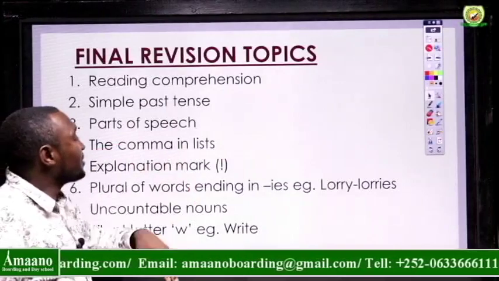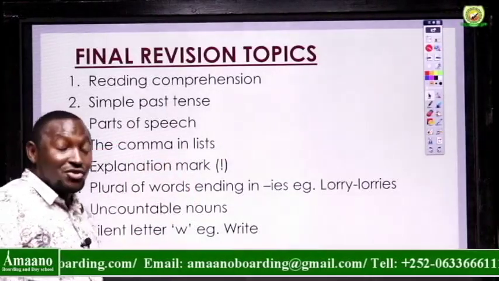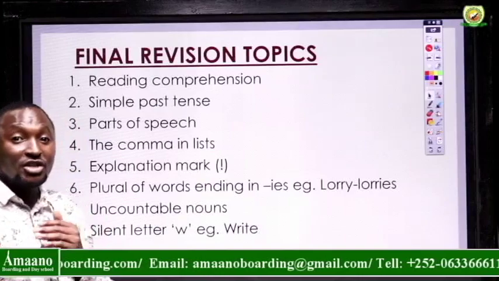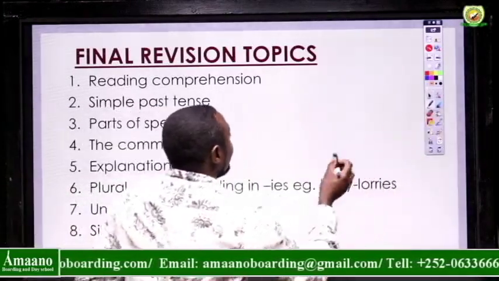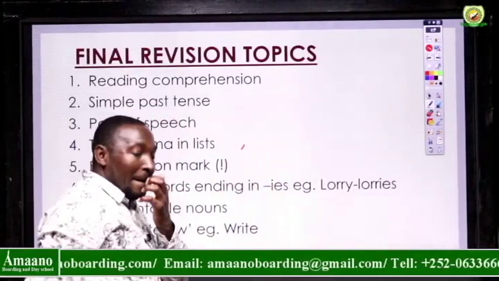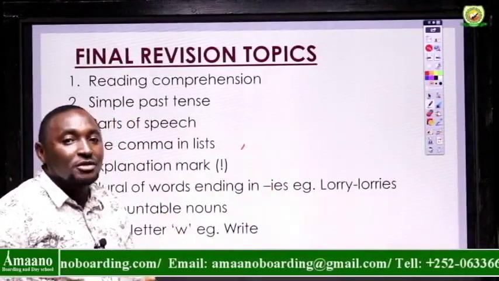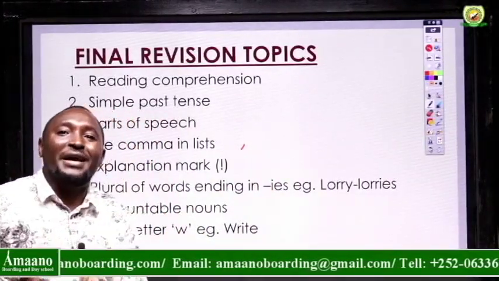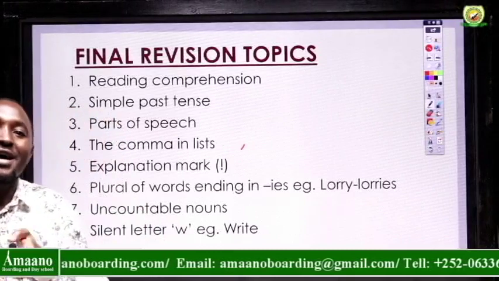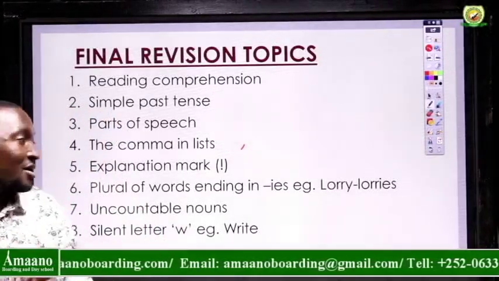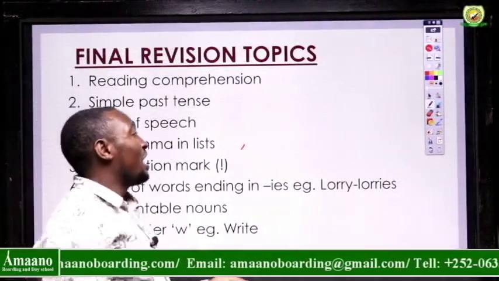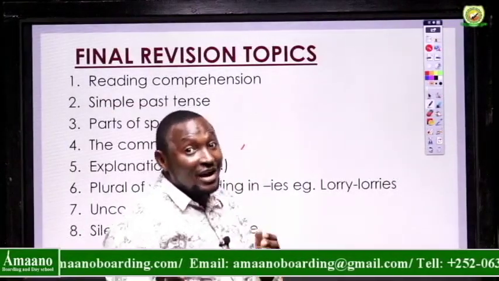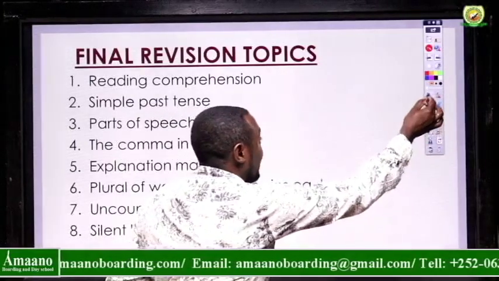The comma in lists. Yes, the comma is used in lists, so check your notes on how to use a comma in a list. So, my mother bought a book, a pen, a ruler, and an eraser. So when you're mentioning the second last item, you don't use a comma, but you use and. I hope you can remember that.